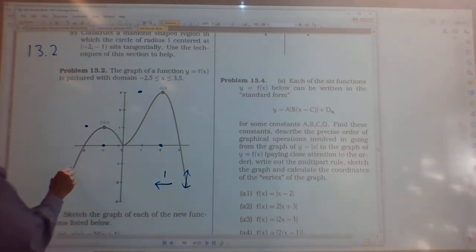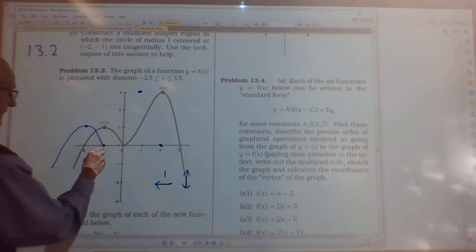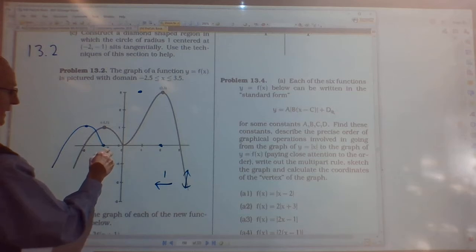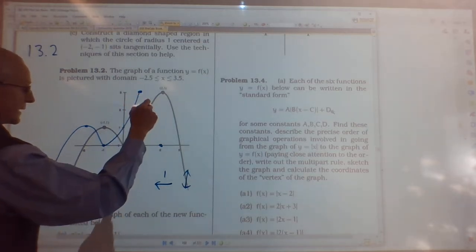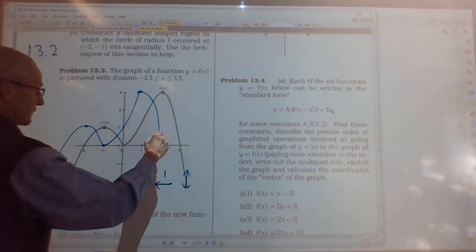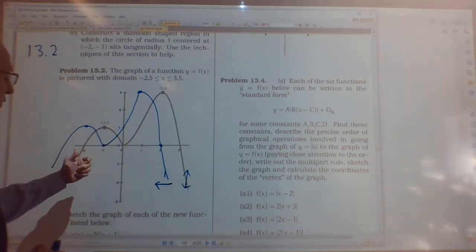This point here goes over 1 to here. So it looks like this and like that. And then it goes up to here. So it looks like it goes kind of like this. And then it goes down to like that. Okay, that's the shifting to the left by 1.